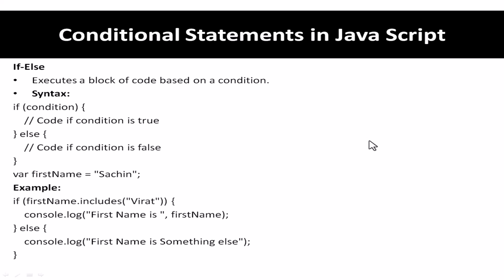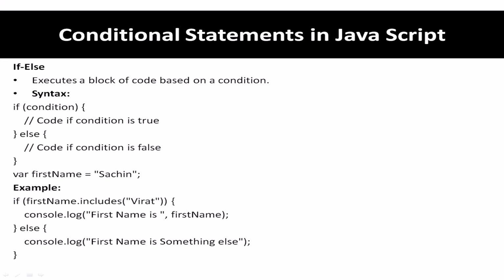Hi, today we are going to discuss conditional statements in JavaScript. Basically, we are having a conditional statement. Condition means based upon some criteria we are going to execute some particular task. If the particular task fails, we will go for another part.